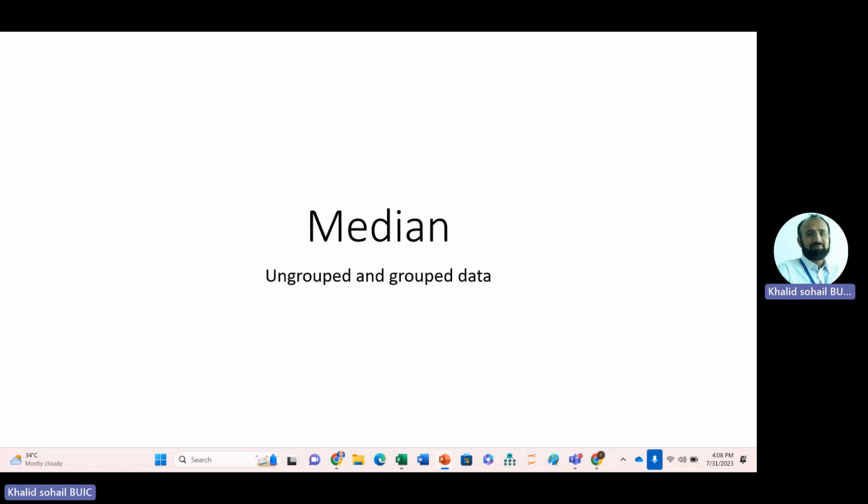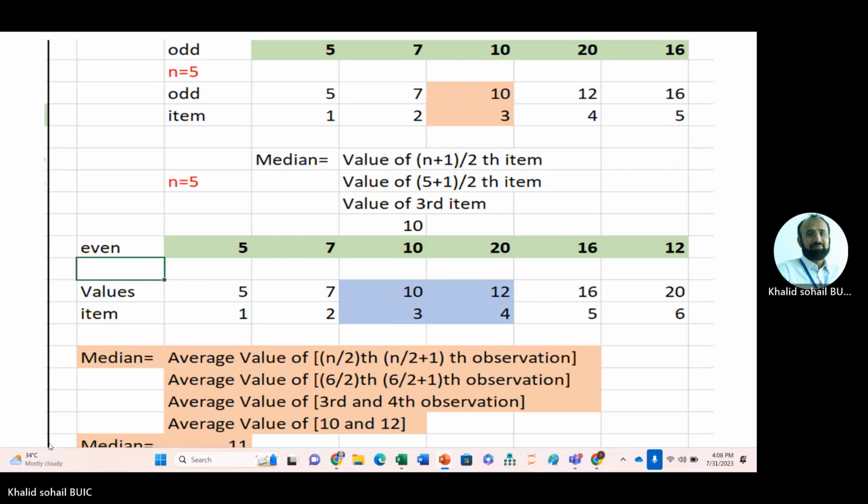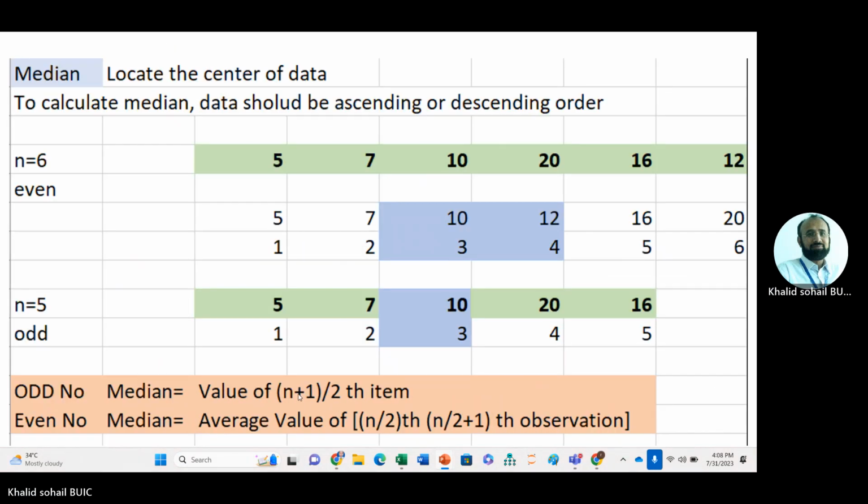Now there are three different formulas: two for ungrouped data and one for grouped data. First we start with ungrouped data. For ungrouped data, if we have an odd number of observations, then we use this formula: median equals the (n plus 1) divided by 2th item, its value.